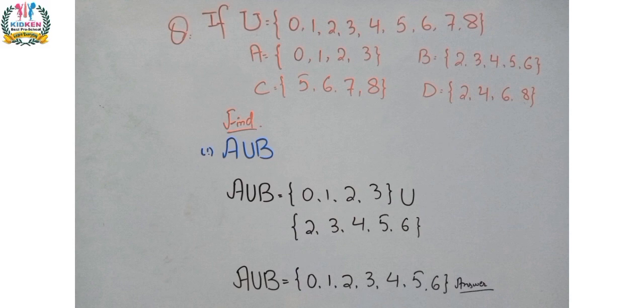So what is union? In union, we can write both values together in the form of one set. Means we have question A union B. So we can write the value of A and value of B together in the form of one set.